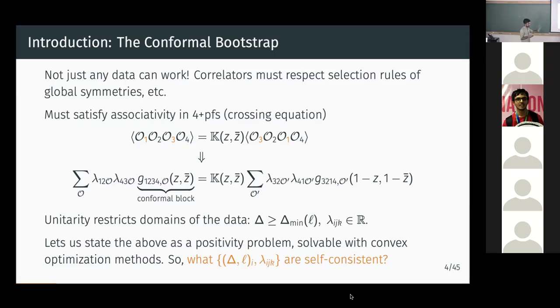And with a bit of massaging that I'm not going to show you, you can state all of this in terms of a positivity problem. In other words, you can write all of this such that this must be greater than or equal to 0. And that is something that you can solve using convex optimization techniques, which is a well-known thing to do with computers. So we can ask the question of what selection of data, delta, L, lambda, are self-consistent in this manner. And that's the program of the conformal bootstrap: to find what sorts of CFT data are even allowed at this level.